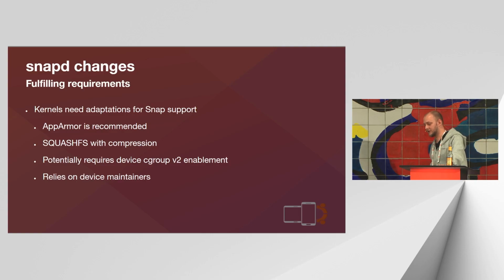So, snapd changes. Kernel adaptations for snap support: again, we need AppArmor, we need SquashFS, we need cgroup v2 enablement for many things so that device access can actually be checked. And this is a burden on the device maintainer's side. So the device maintainer needs to provide a working kernel with all those features enabled and tested so that we can ensure that Ubuntu Touch has snaps running properly.